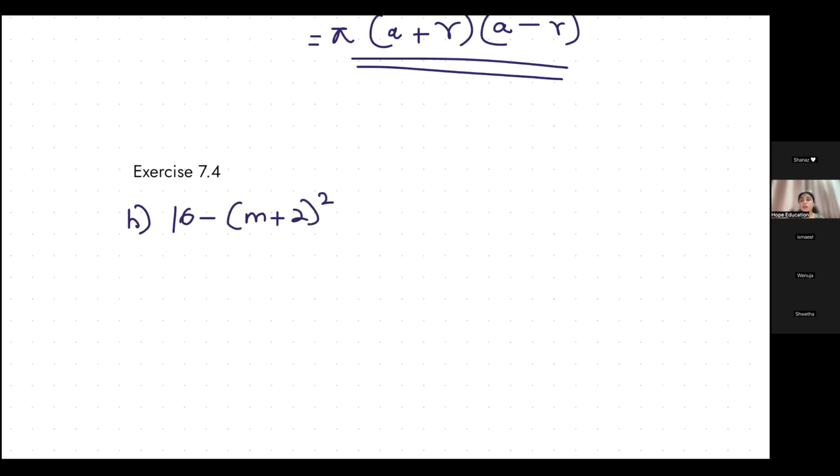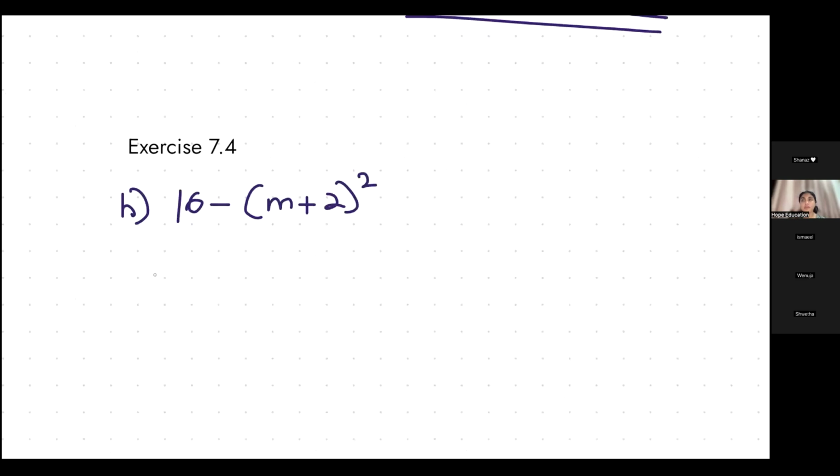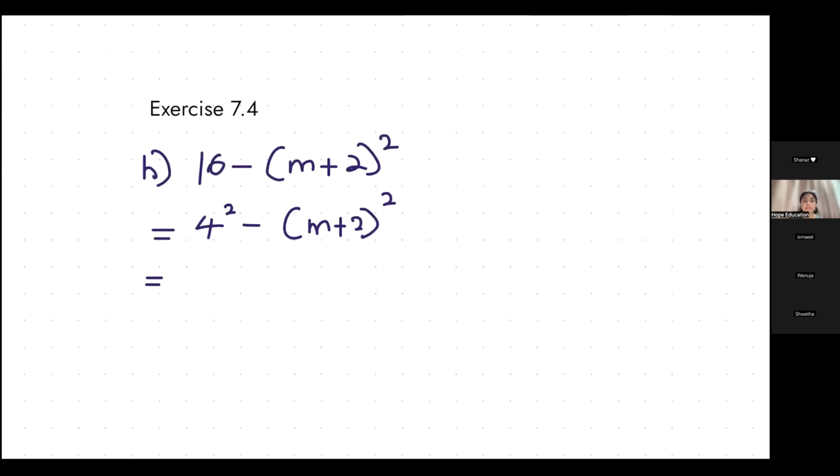Okay. Now, this is also quite easy because this is again difference of two squares. So, we need both the terms as squares, right? So, (m plus 2) squared is anyways a square term, so no problem. But 16, we have to convert it to a square term, and that's easy because 16 is 4 squared. Then I open two brackets. In this case, I open square brackets. Otherwise, it will be a bit confusing.